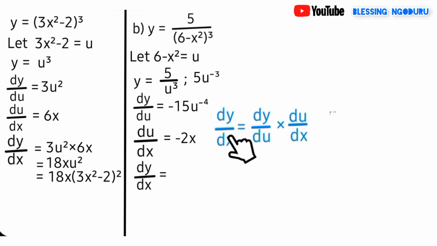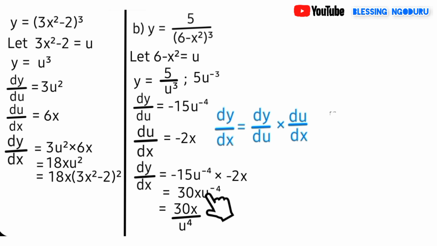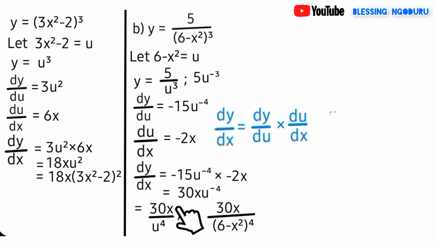Now let's use the chain rule formula to get dy over dx. The dy over du value is this times du over dx: minus 15u raised to the power of minus 4 times minus 2x. We have 30x. Taking u raised to power minus 4 to the denominator gives positive u raised to power 4. So substituting the value of u gives 30x over 6 minus x squared raised to power 4. So this is the derivative of this function.